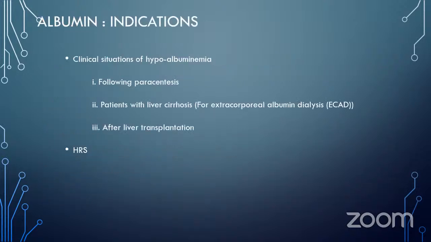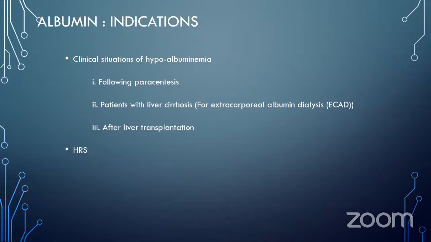And what are the indications of albumin? As far as the ICU is concerned, I personally use albumin in only three of these conditions. Probably following a large volume paracentesis, which we regularly do in a CLD patient with gross ascites, in patients with liver cirrhosis for extracorporeal albumin dialysis, and after liver transplantation. And albumin has also been shown to have a mortality benefit in patients having hepatorenal syndrome. It will delay the process of hepatorenal syndrome, or prevent patients from progressing or deteriorating.